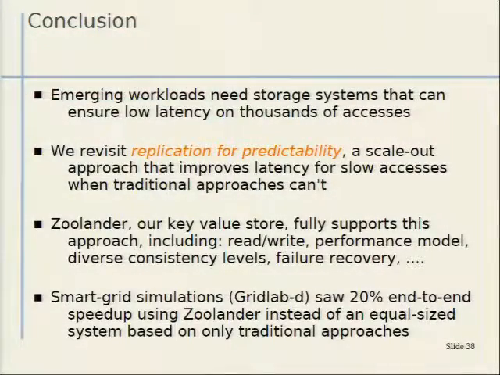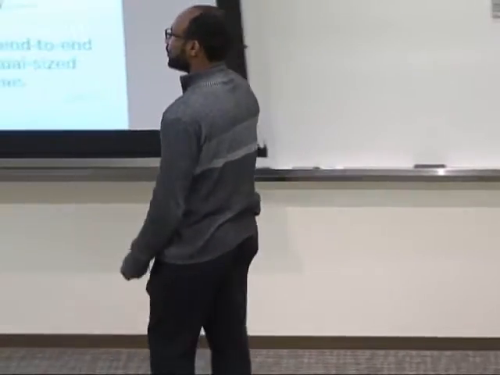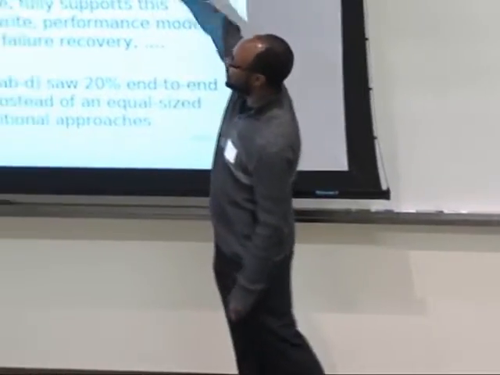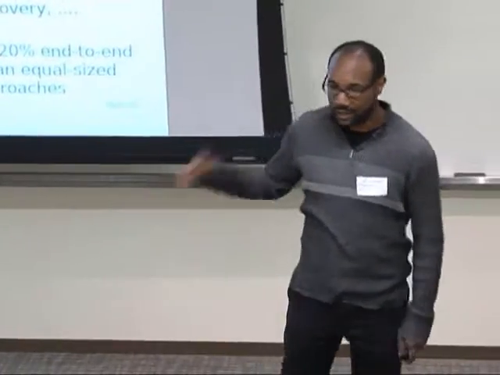Conclusion, basically, if you walk away with anything, here are the 4 points. So we're looking at these emerging workloads that need low latency on thousands of accesses. This is our target. This is what we sort of see going forward into the future. What we're suggesting is that the systems community may want to revisit replication for predictability, this old approach where you send the same request to many nodes and take the fastest response. It actually makes sense now for these types of workloads. And Zoolander provides all this support that I had previously mentioned. And you just saw our results on end-to-end scientific computing workload.